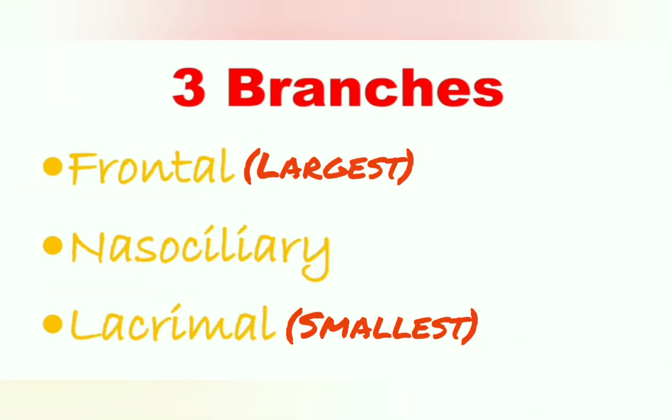Now, just after coming out of the trigeminal ganglion, the ophthalmic division gives out its three branches. Those are frontal, nasociliary, and the lacrimal branch. And now, as we all know, all the cranial nerves emerge from the brain and the brainstem. So, in order to supply the face, they will definitely have to leave the cranium.